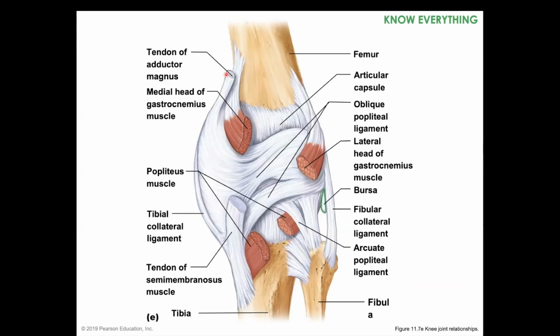And then the last tendon we see is the tendon of the semimembranosus down here, which is a muscle in the hamstring group and also assists with knee flexion.